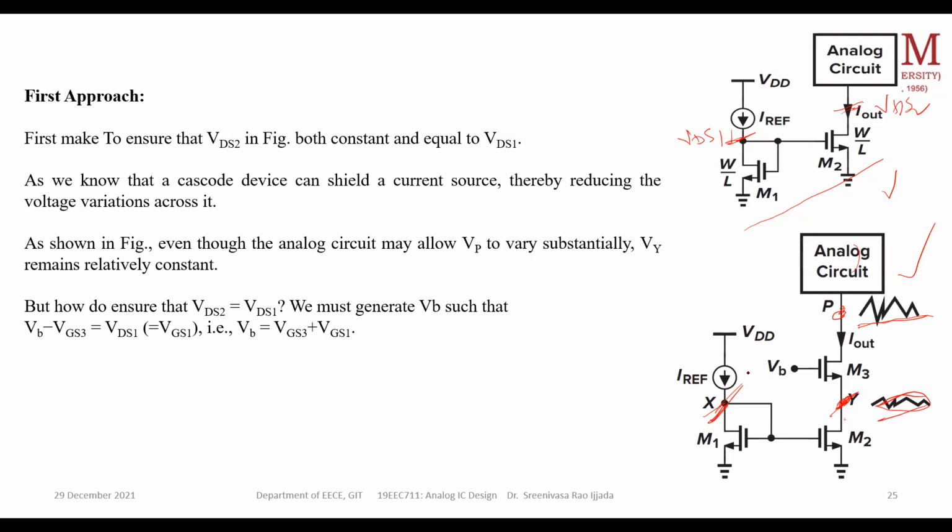But how to ensure that VDS2 is equal to VDS1? That is the big question. How can you make these two equal, Vx equal to Vy? Vx is nothing but VDS1, and Vy is nothing but VDS2. So we must generate another potential, Vb, the biasing voltage. You must generate that voltage which makes this constant and equal to Vx.